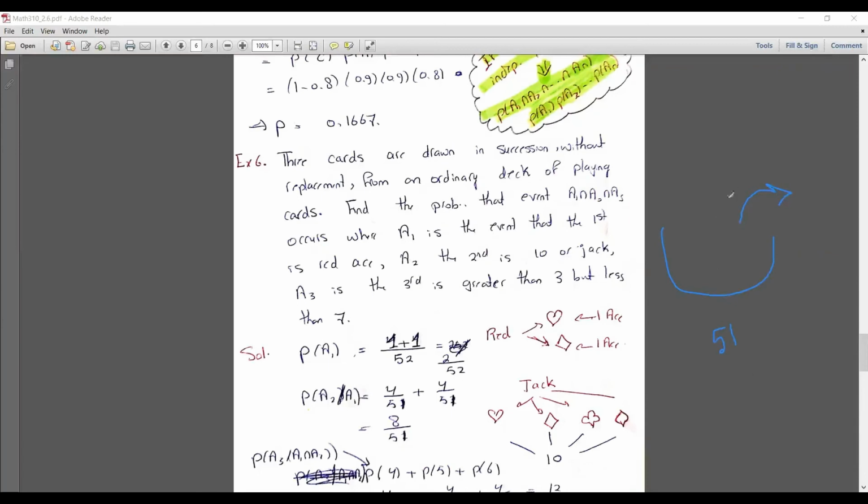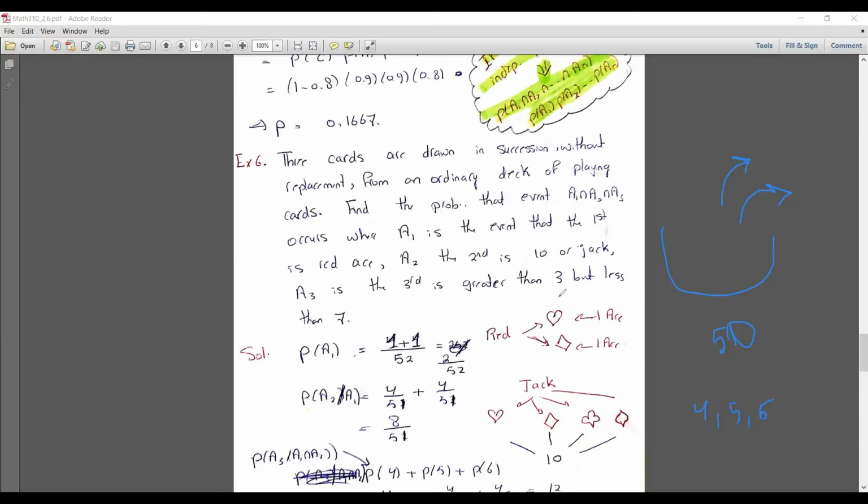Now, we remove 2, the first and the second. How many do we have now? 50. So, if we want to find P of A3 knowing A1 and A2, it's what? What's A3? The third is greater than 3. It means that it can be 4, it can be 5, it can be 6. It's greater than 3, it means that it cannot be 3.